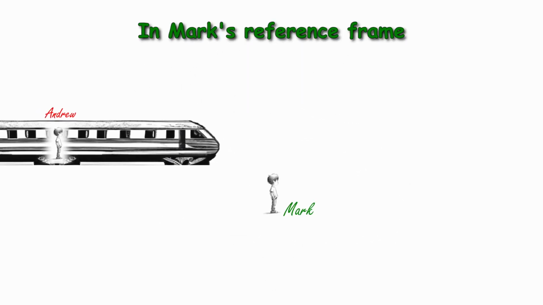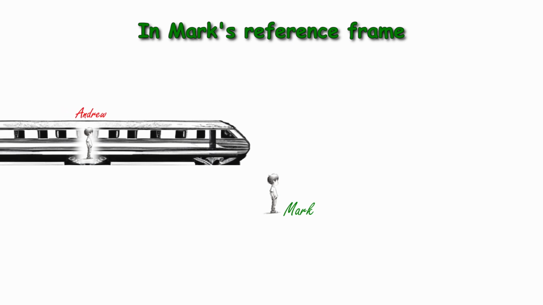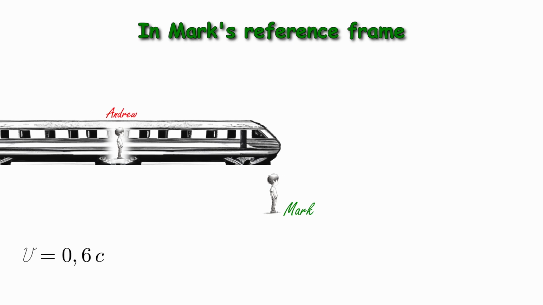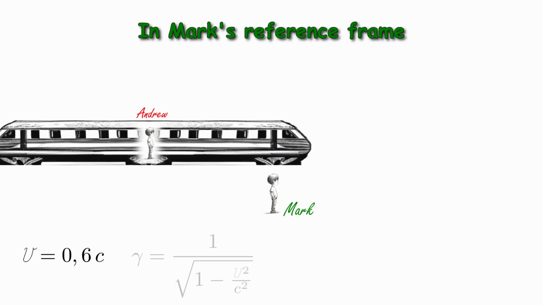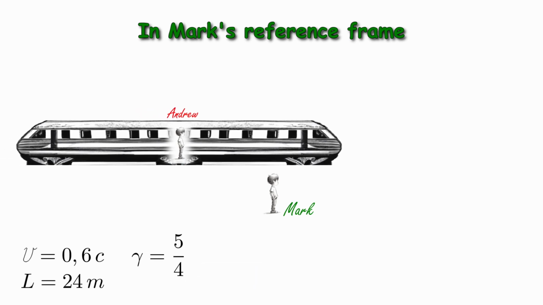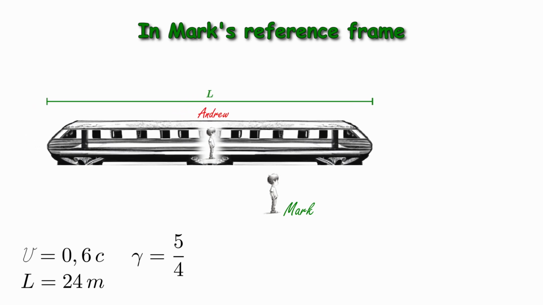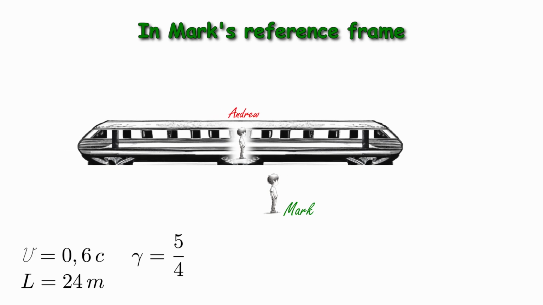Consider Mark observing, in his reference frame, a train moving with constant speed. Suppose, as an example, that the train is traveling at 60% of the speed of light, corresponding to a gamma value of 5/4. Finally, let's assume that for Mark the train is 24 meters long. Inside the train, positioned in the center, is Andrew.